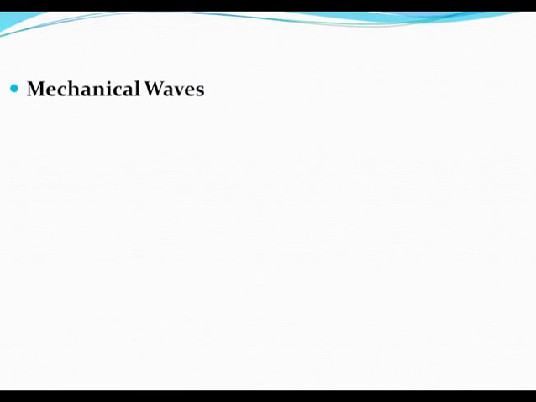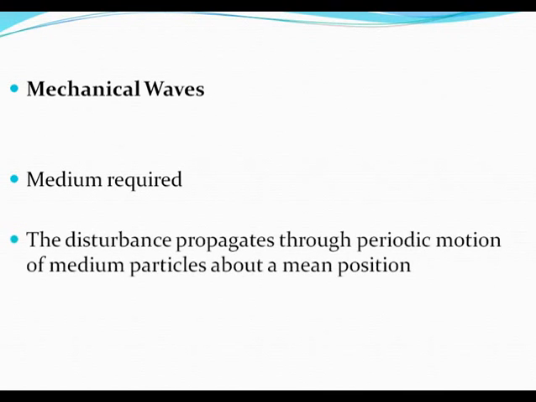The next type of waves is mechanical waves. In fact, these are the types of waves which we are going to focus on in this chapter. Mechanical waves require a medium to travel. So for example, when I make a sound from my mouth, the air particles near my mouth start vibrating. This causes the next air particle to vibrate, and this causes the next air particle to vibrate, and so on. So the medium particles vibrate, and because of this, the sound energy is transferred from my mouth to your ear.